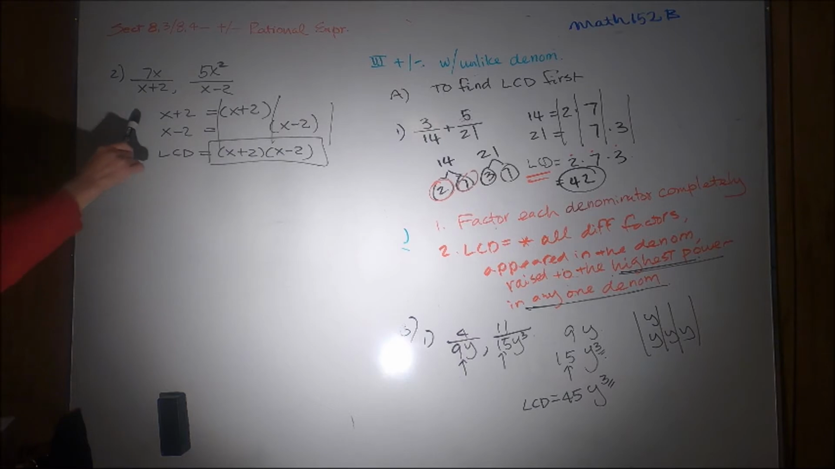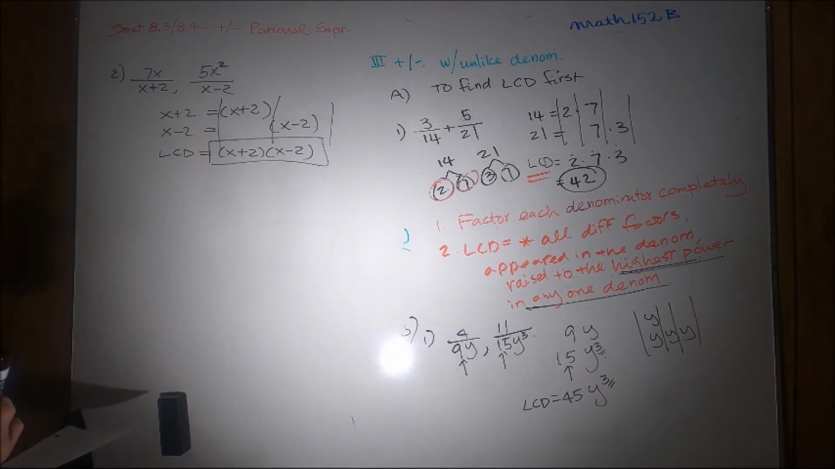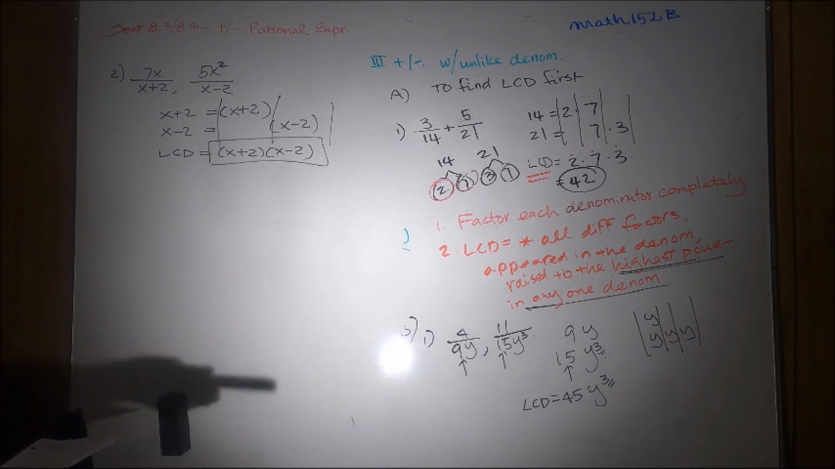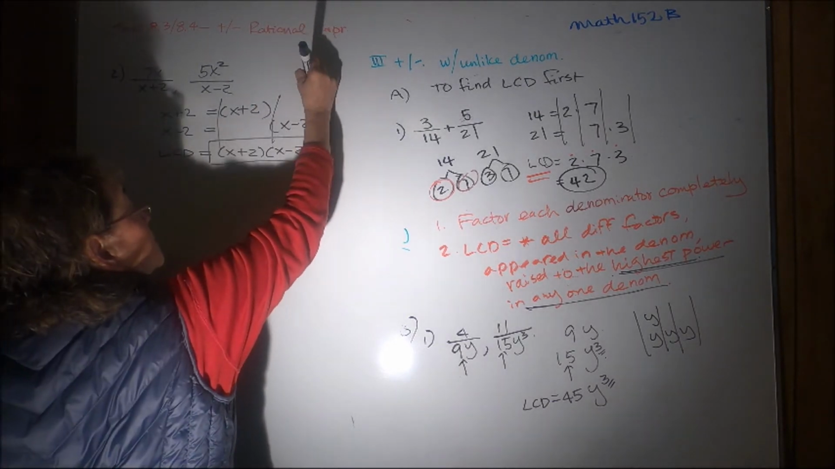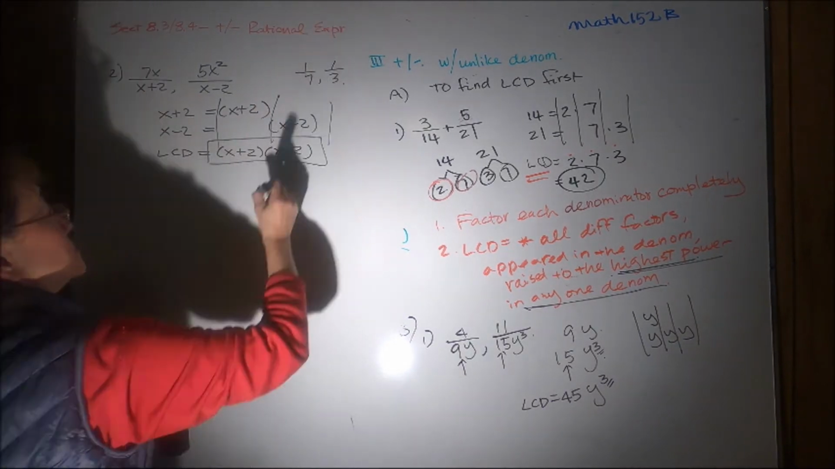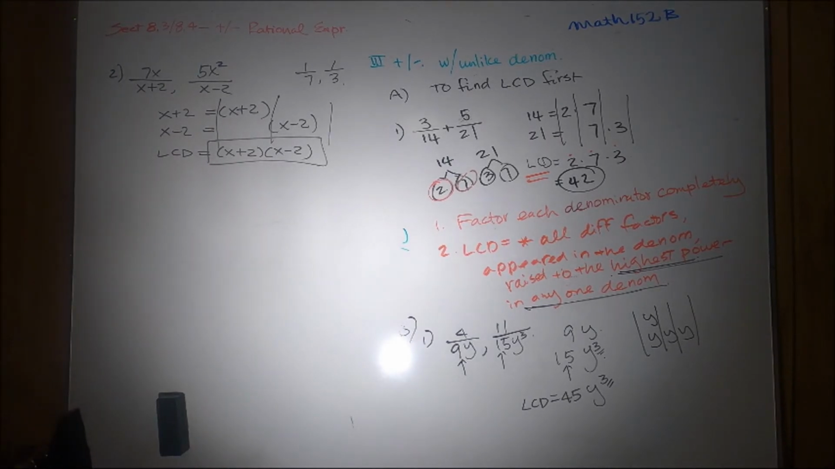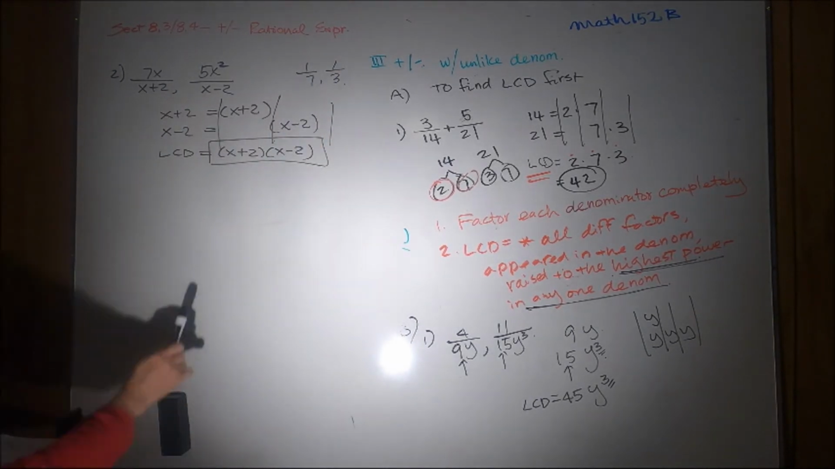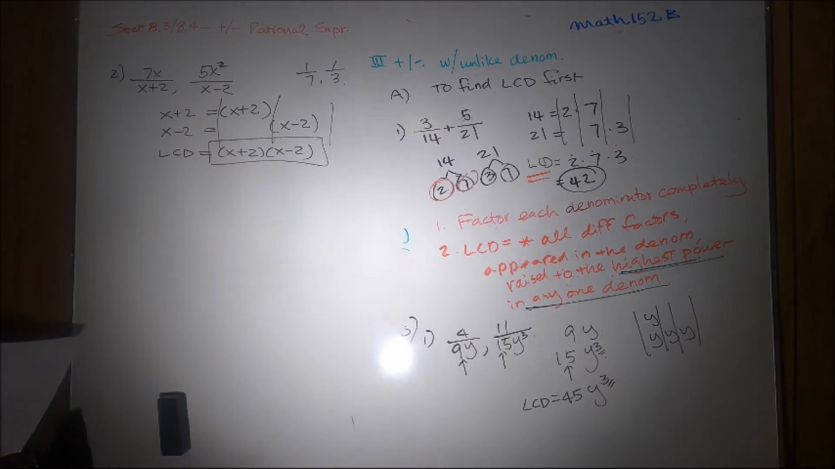Just like 7 and 3 for the denominators, then 2 primes, right? If it's 1/7 and 1/3, what's your LCD? 7 times 3, right? So it's like those.